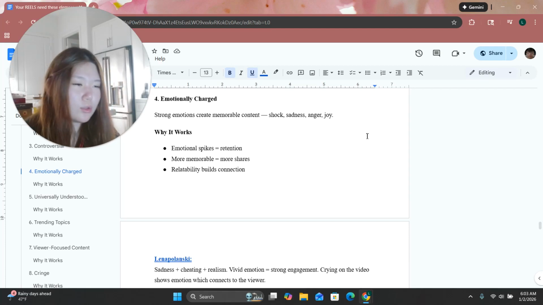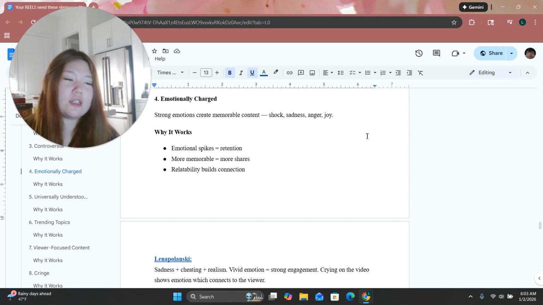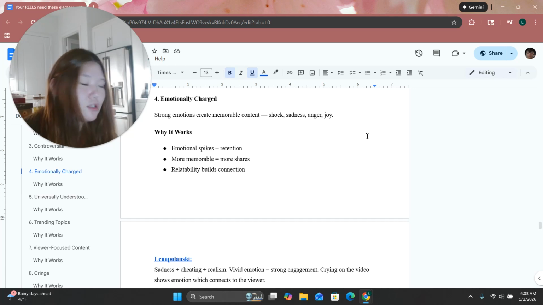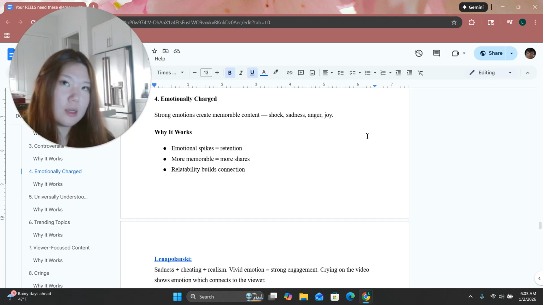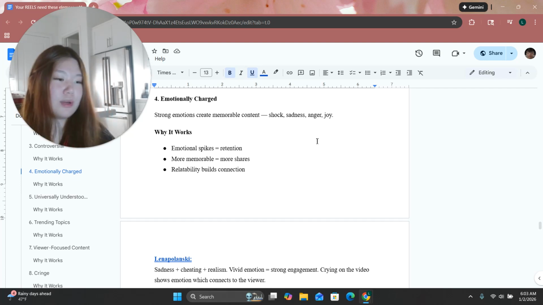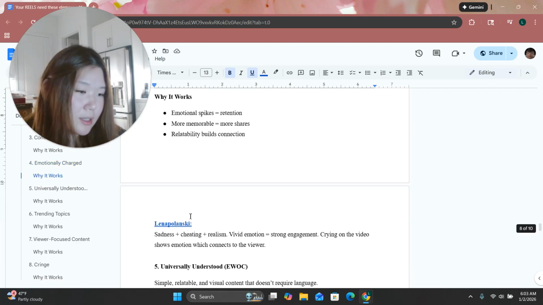and it doesn't really matter what emotion it is. It can be anger, joy, sadness, happiness for that matter. So any emotional spike gives you retention in the video, and the more memorable it is, the more shares it will get. So relatability also brings connection with the creator. I'm gonna play this.